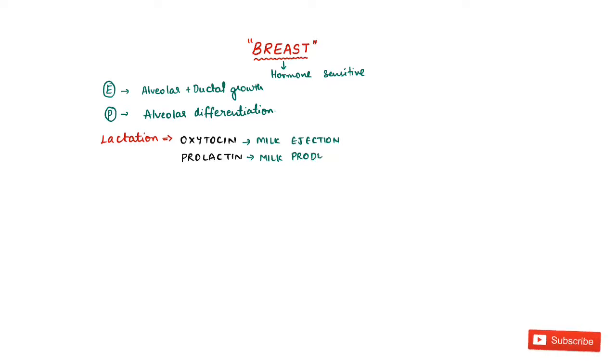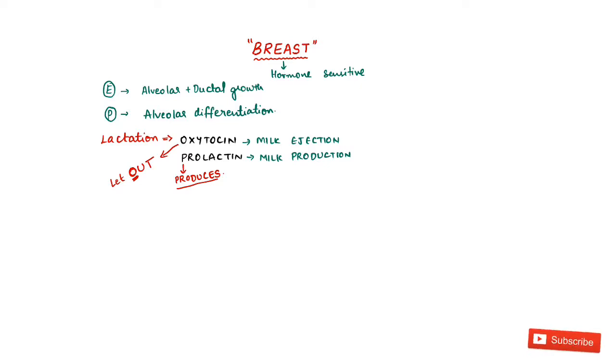So how to remember it in an easy way? The oxytocin will help to let out. So remember, milk lets out: O for oxytocin and O for out. So the milk gets out. And next, coming to prolactin: P for prolactin and P for production. So milk is produced. In this way we can remember the main functions of these hormones.